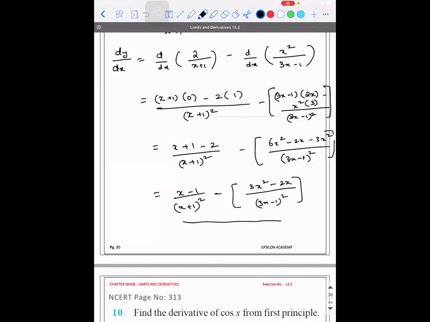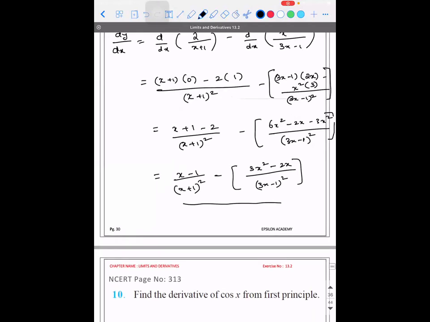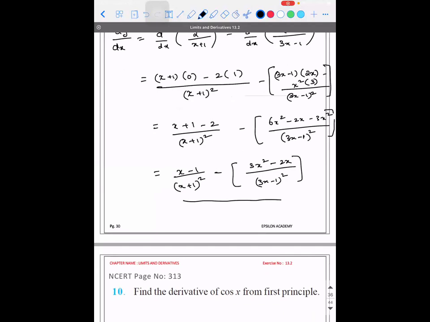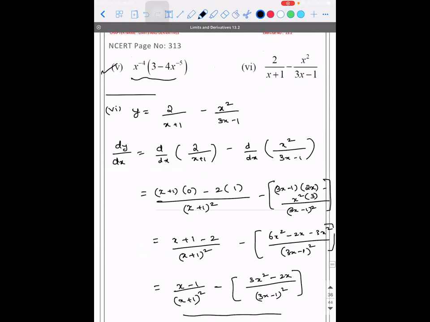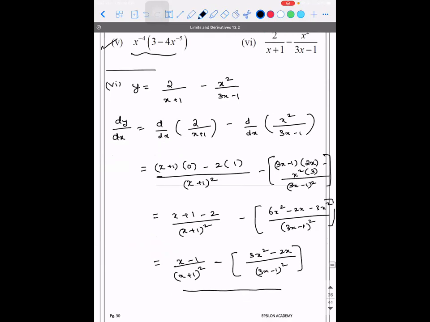Rohan, what is the answer? Minus 2 by x plus 1 the whole square minus x into 3x minus 2 by 3x minus 1 the whole square. The numerator is wrong in one side, sir. Just a minute. So minus 2 by x plus 1 the whole square, right? Yes, I made a mistake because x plus 1 multiplied with 0 will be 0, sir. Yeah, I missed it. So minus 2 by x plus 1 the whole square minus 3x square minus 2x by 3x minus 1 the whole square. This is fine, right? Yes, sir.